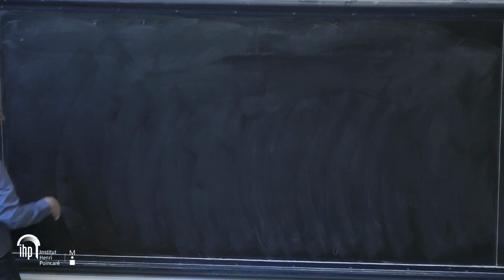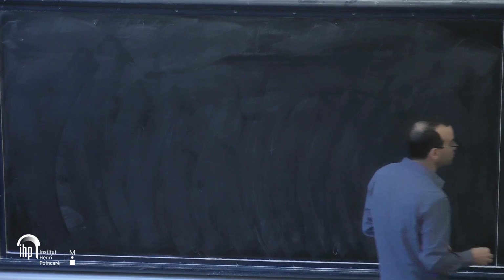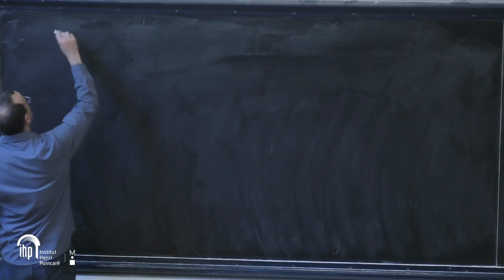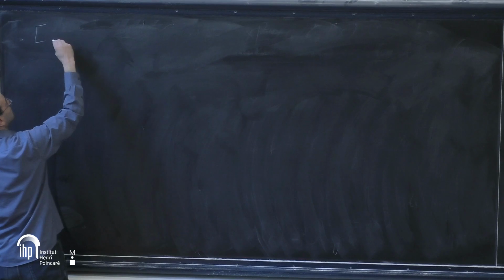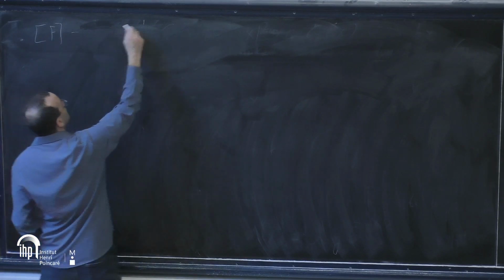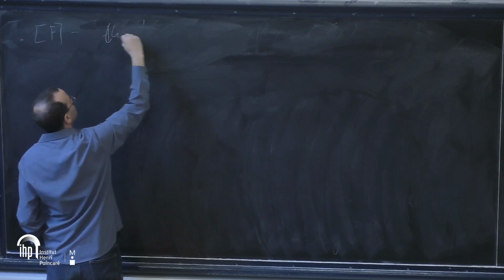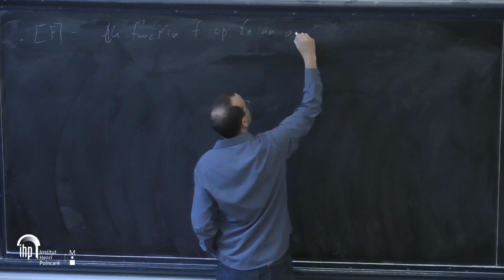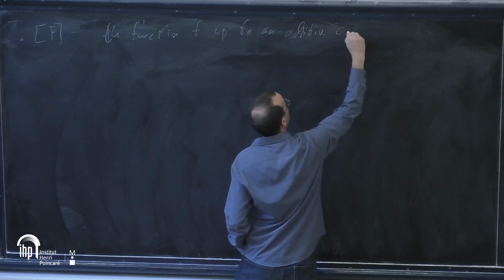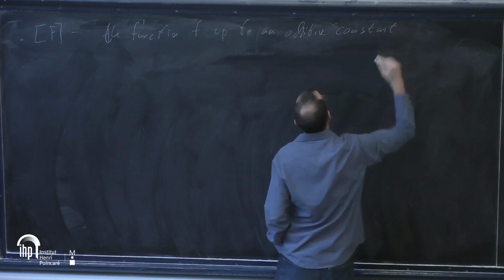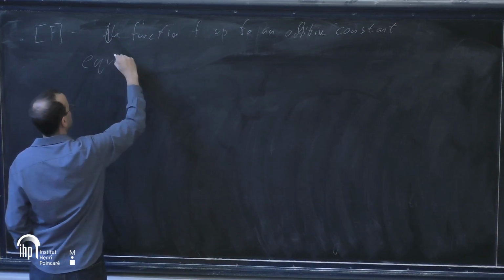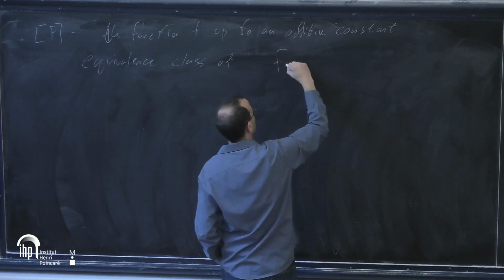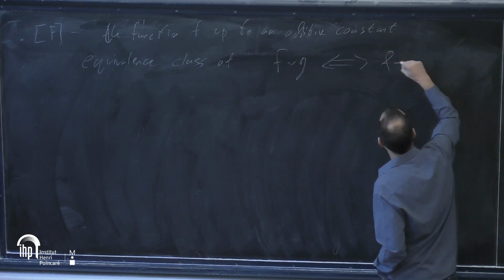So I want to think in an invariant way, so I want to remove structures that I'm not using. For example, I want to think about f only up to a constant. So when I write a function, let's say little f, it means a function f up to an additive constant, or in other words, an equivalence class of the following relation: f is equivalent to g if and only if f minus g is constant.